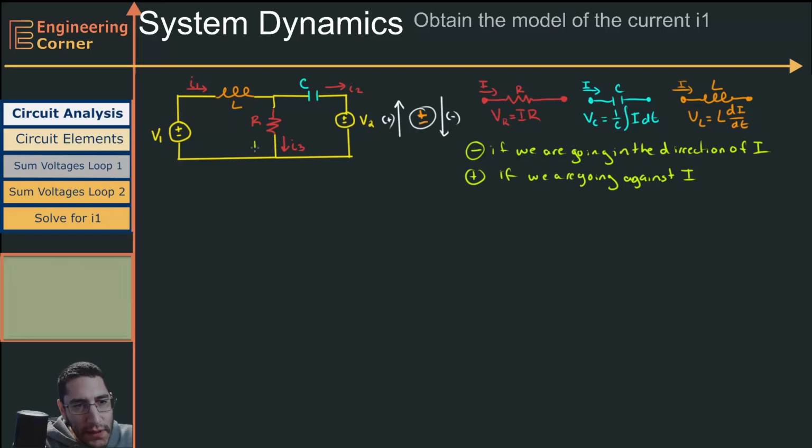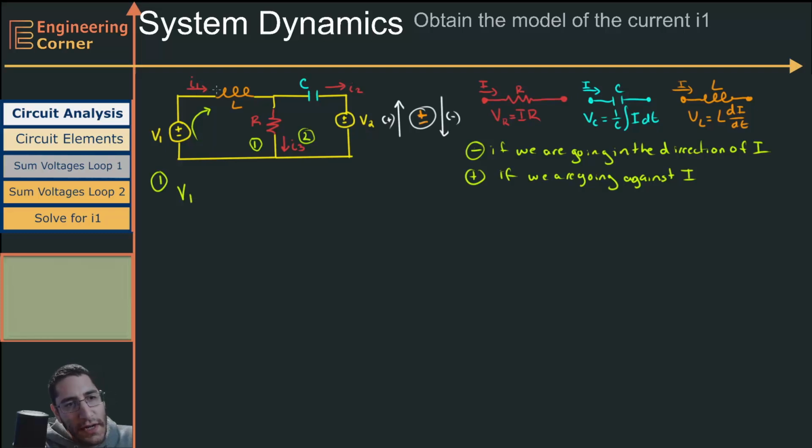Now that we know how we're going to deal with these voltage elements, let's start analyzing the circuit. I'm going to call this right here loop 1, and this right here loop 2. For loop 1, I'm going to go this way. I'm going to force whatever my voltage is to be positive in my analysis. So I start at V1, going through it this way, coming out of the plus side, so I'm going to have V1.